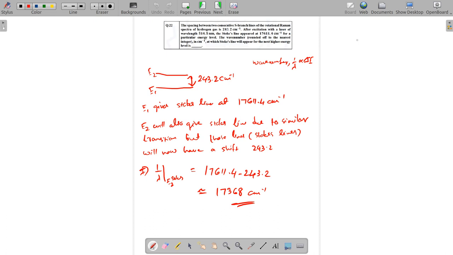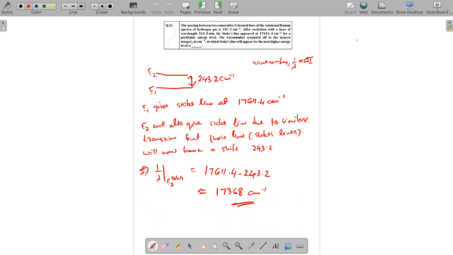Okay, so next question. The spacing between two consecutive S branch lines of the rotational Raman spectra of hydrogen gas is 243.2 centimeter inverse. After excitation with a laser of wavelength 514.5 nanometer, the Stokes line appeared at 17611.4 centimeter inverse for a particular energy level. What is the wave number in centimeter inverse at which the Stokes line will appear for the next higher energy level?